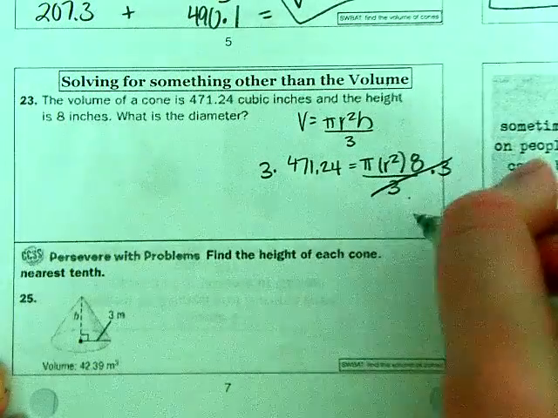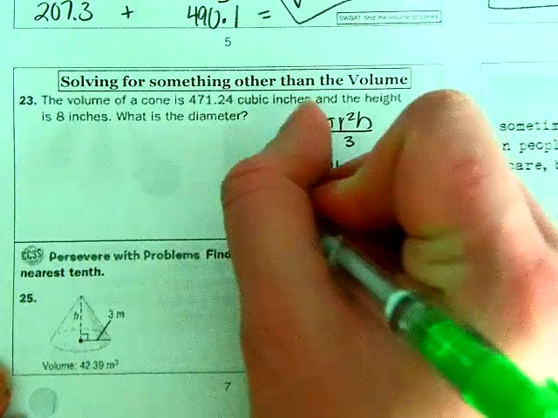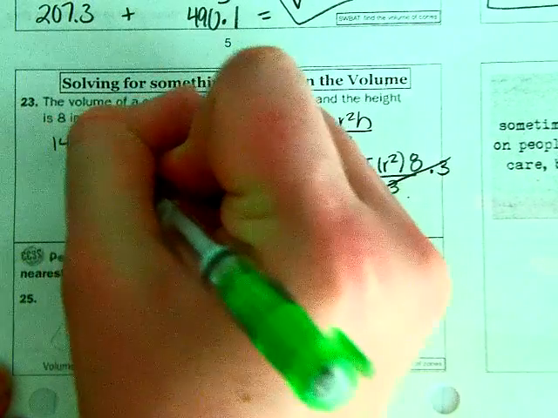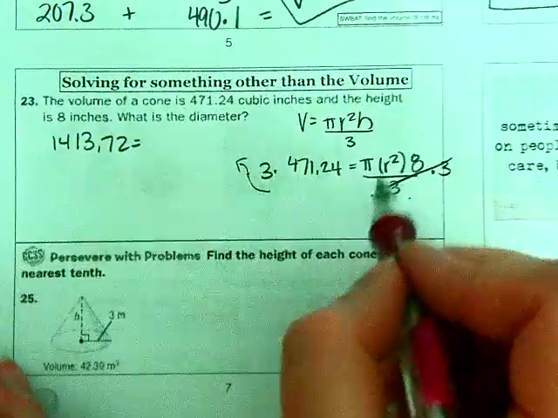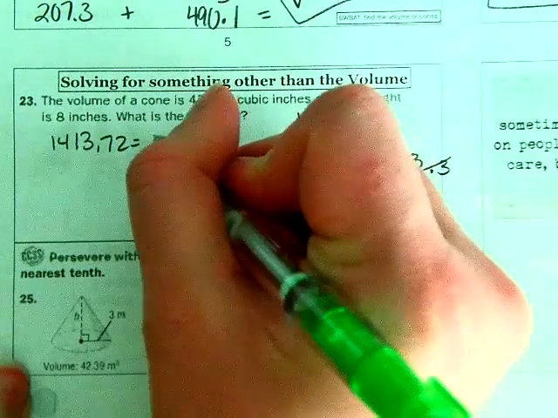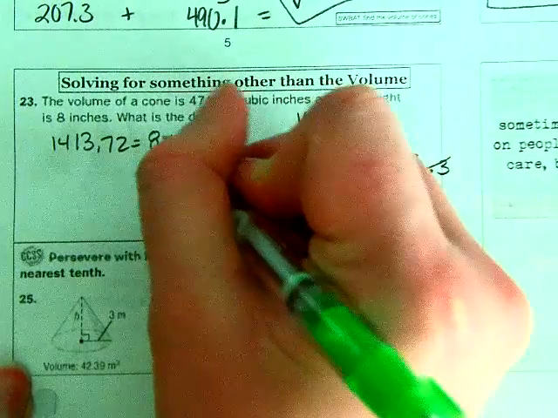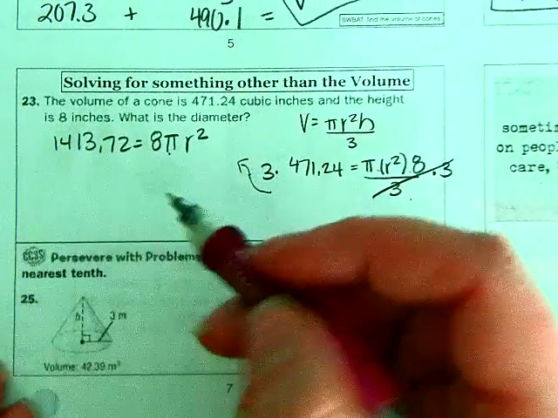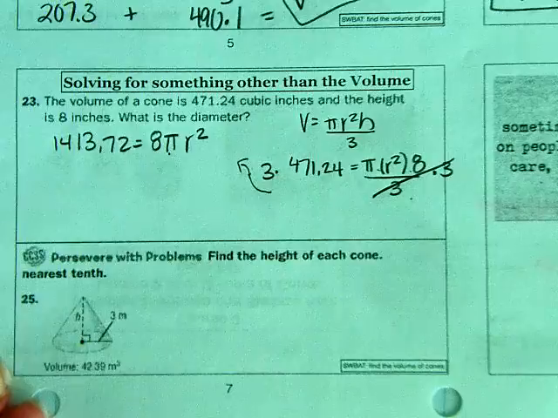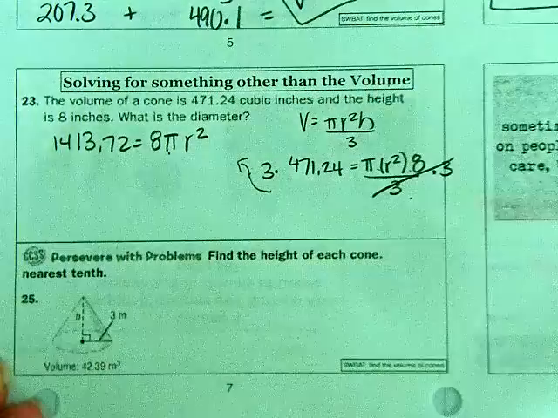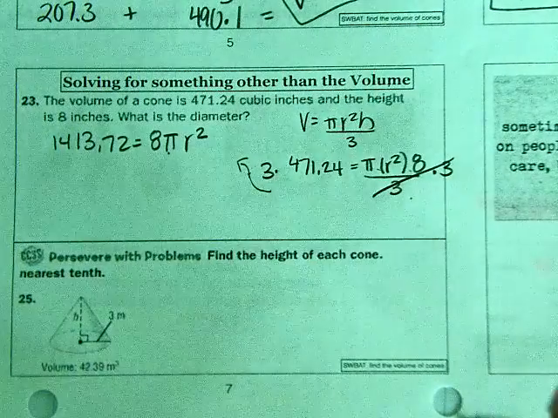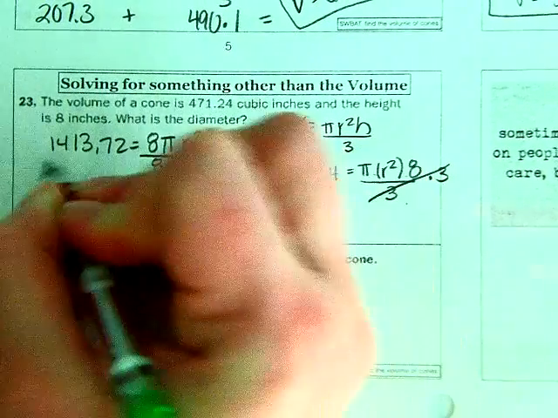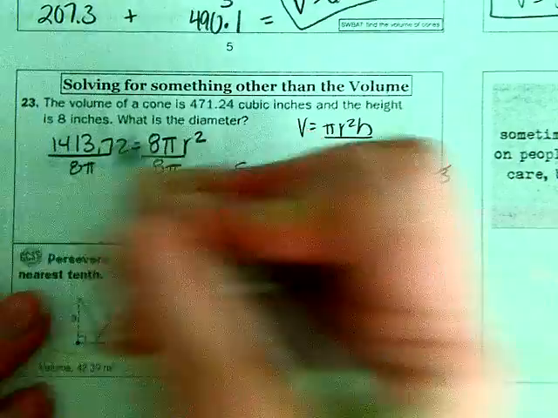I'm going to run out of room, so I'm actually going to go up and over here. So 1,413.72 is equal to, we've got 8 pi and r squared over here. So I'm going to go ahead and rewrite it as 8 pi r squared. Now 8 times pi, I'm going to do that in my calculator, and I'm going to round here to the nearest tenth. Or I could just take this and divide by 8 pi. That would make it a little more exact. So I'm just going to divide both sides by 8 pi.